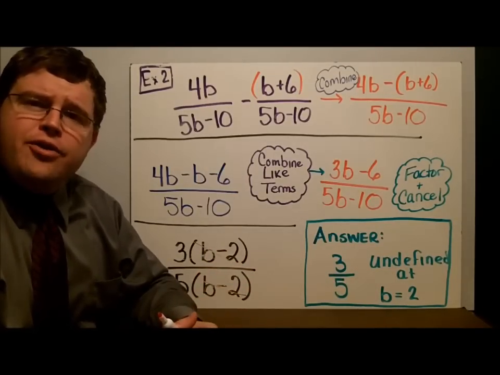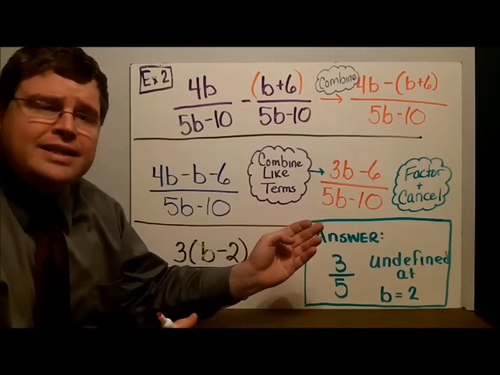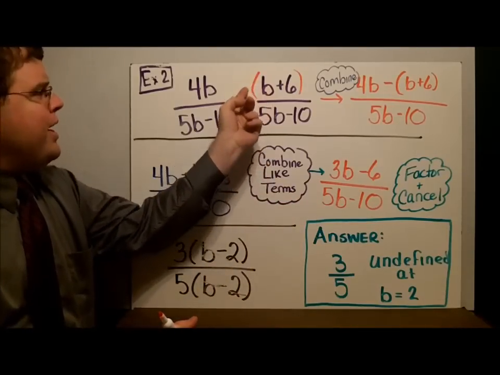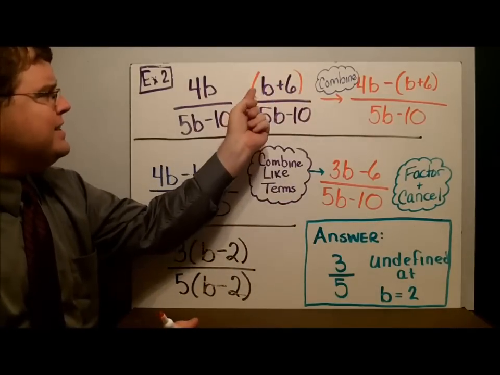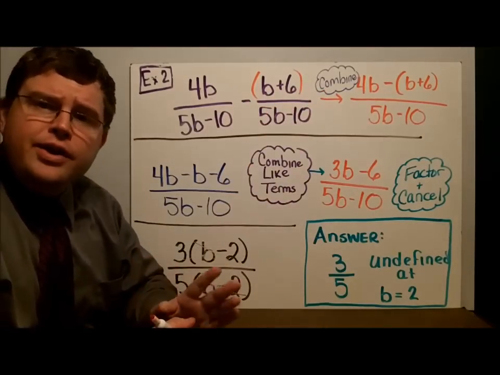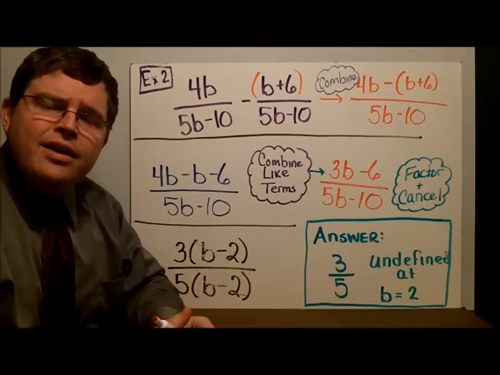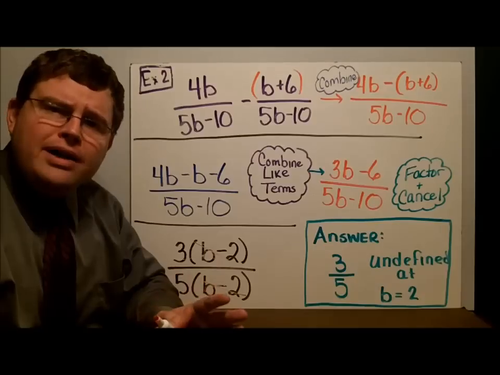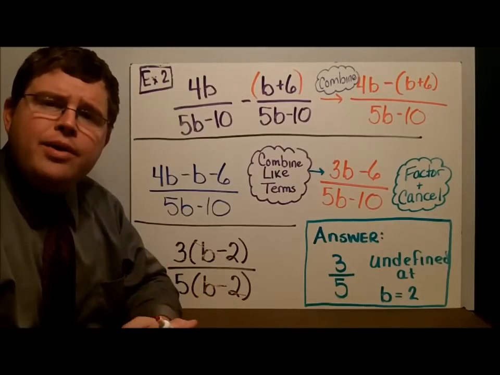Example 3 is for you to try. It's actually just like this. It has subtraction, where you have to put the thing after the minus in parentheses, and then distribute the negative. Use this example as your guide. Try example 3, pause the video here, and then come on back when you're finished. We'll see how you did.